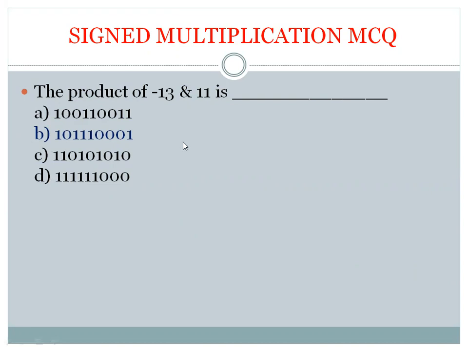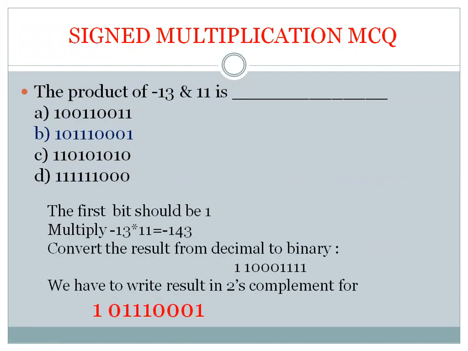Let me see how to solve this problem. Next, you have to multiply 13 into 11, and you get the answer 143. So in decimal, when you multiply 13 into 11, you get 143. It is nothing but minus 143. So now you have to convert that 143 into binary. So you get the answer 10001111. This is the binary representation of 143.